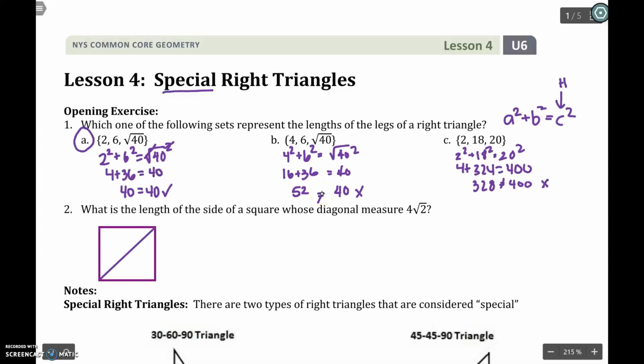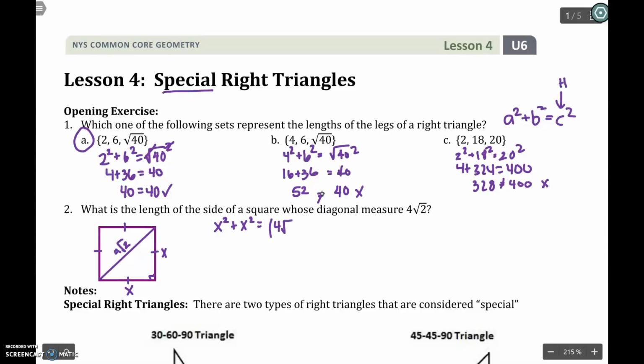On to number 2. What is the length of the side of a square? So if it's a square, I know all the sides are the same, and if I'm looking for one of them, they're all the same. So they would have x's on every side. And the diagonal measures 4 radical 2. Keep in mind that I can still use Pythagorean theorem because this is a right triangle. It's just that both legs are x, so I don't have a squared and b squared.